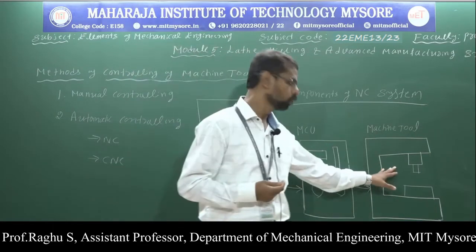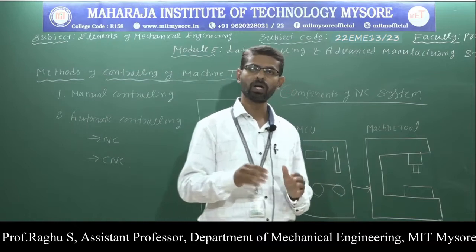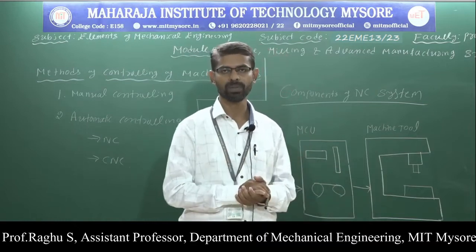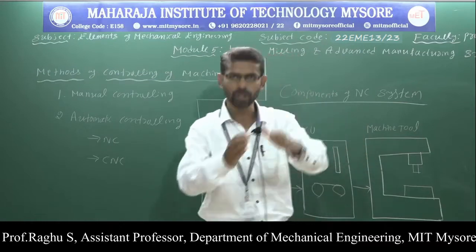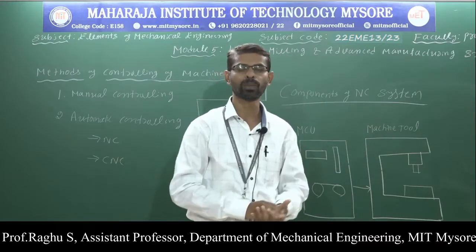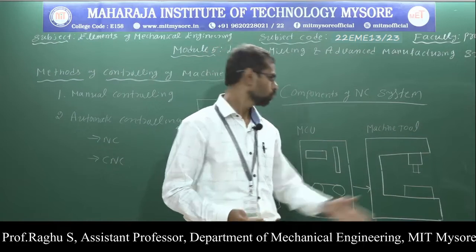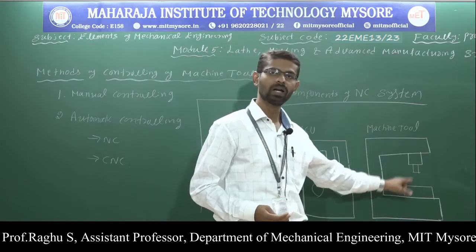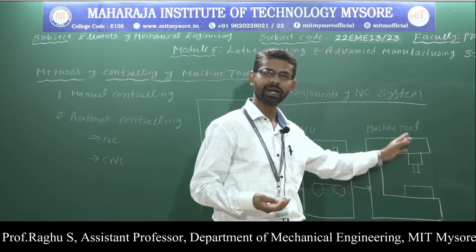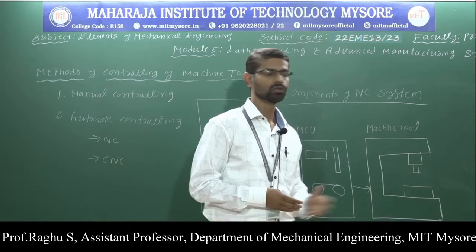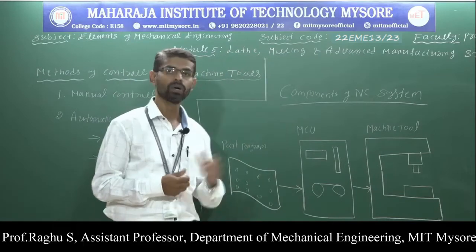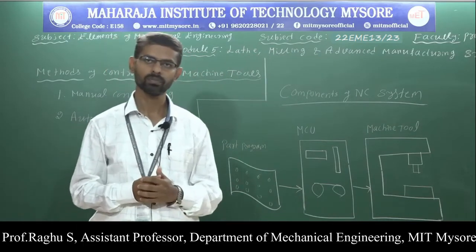The next one, machine tool. Machine tool performs operations on the workpiece. The function of machine tool is that it converts raw material into finished product by performing various operations on workpiece. It consists of work table, cutting tools, spindles, some auxiliary equipment and cutting fluid supply system. So these are all the parts of NC machines.